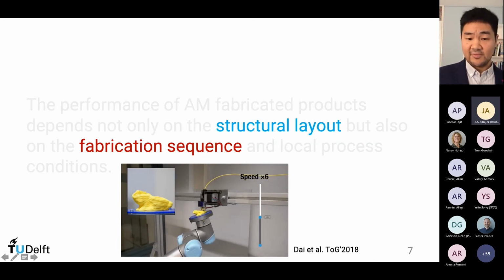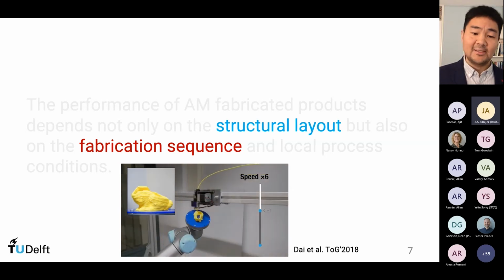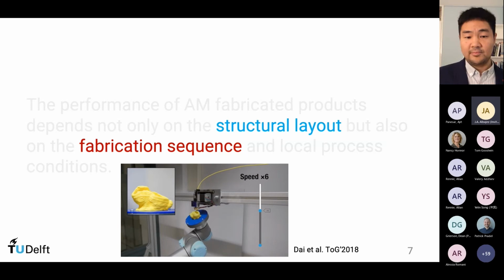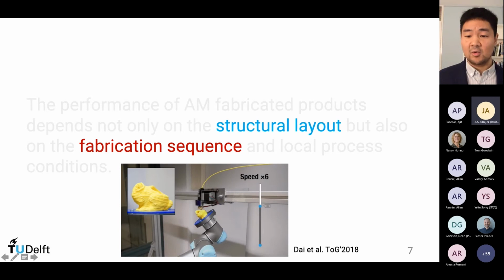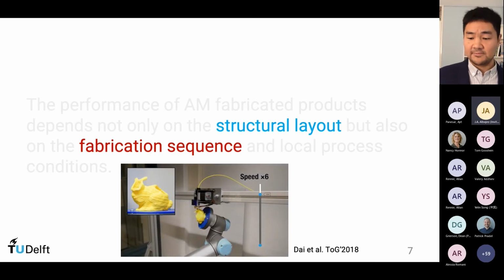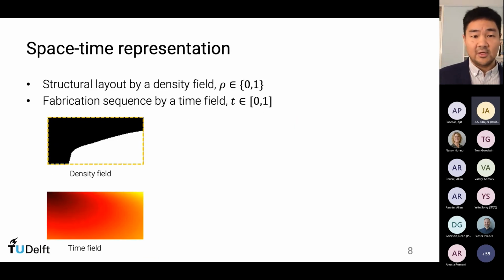But in metal additive manufacturing, we can make use of these added degrees of freedom to control the mechanical properties of the materials. A question here is, how can we encode the fabrication sequence so as to allow us a systematic way to find the optimal fabrication sequence? And this is the motivation of our work, space-time topology optimization. And this is a central slide illustrating the idea.